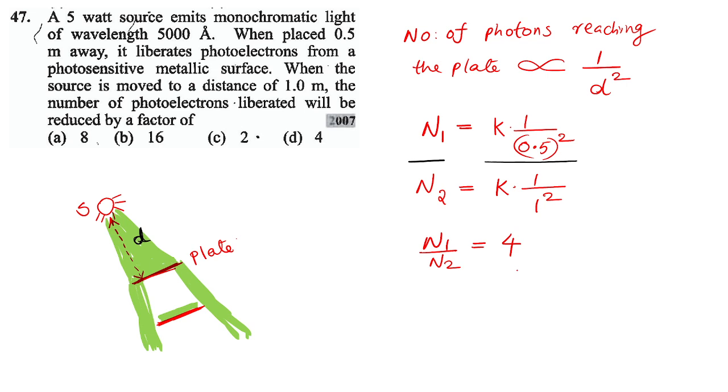First case, n1 equals 4 n2, so n2 is equal to n1 by 4, which means that the number of photons is reduced by a factor of 4. So the concept is clear to you? Please read the entire solution. If you have any doubt, please ask.